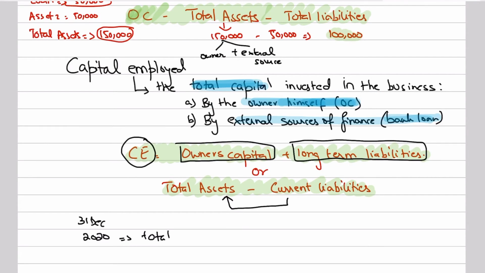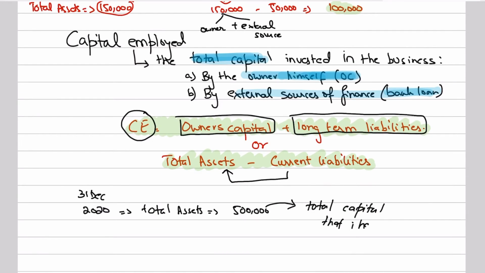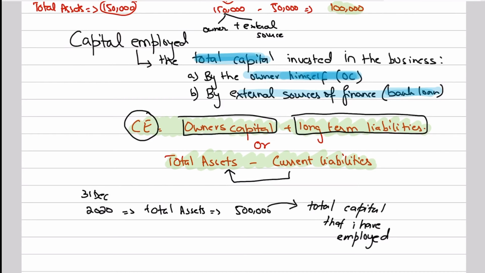So for example, if I say that at 31st of December 2020 my total assets are equal to, for example, 500,000, right? That actually means that this is also representing the total capital that I have employed. However, remember that if I have current liabilities which I have to pay in the next 1 year, and I know that as of 31st December 2020 maybe 50,000 of the current liabilities will have to be repaid in the next 1 year.